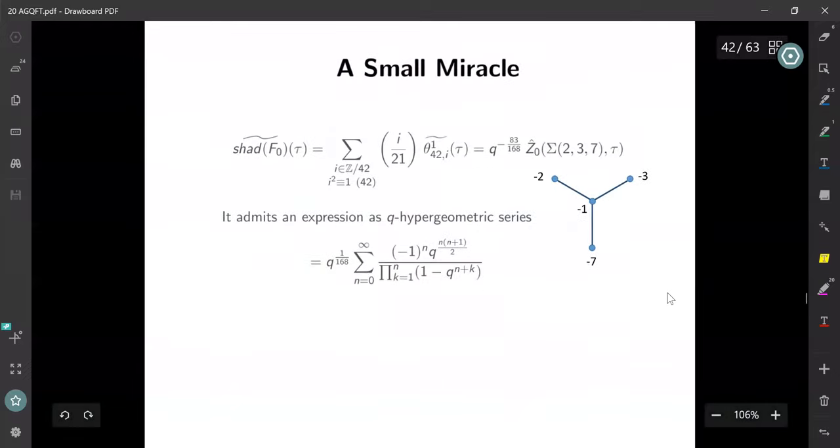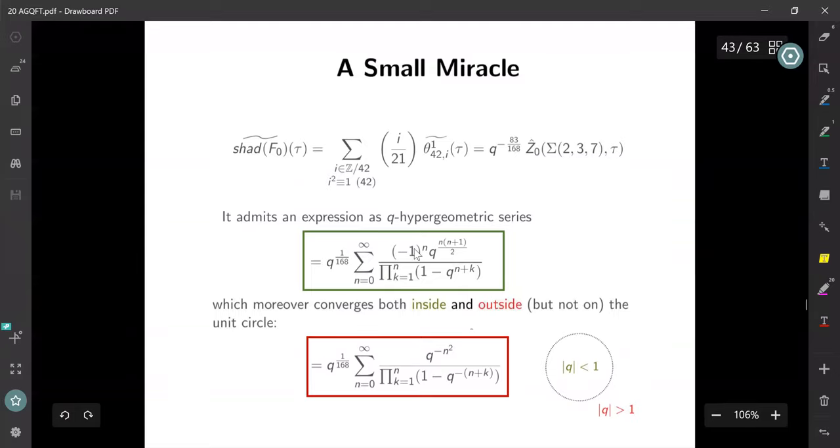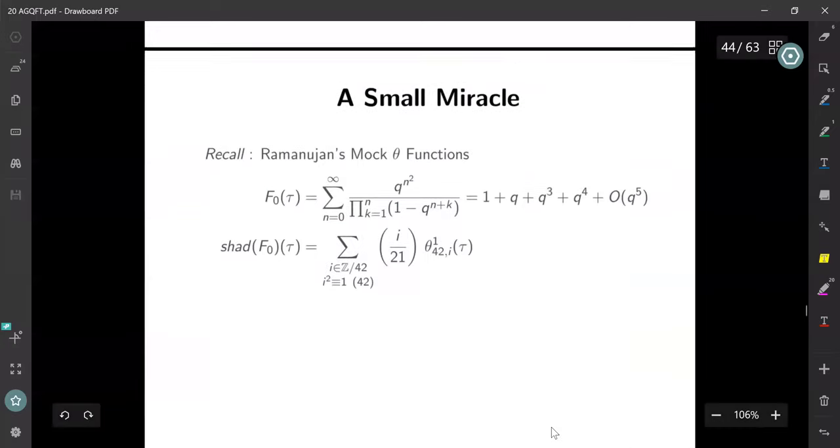Okay, but still, you can play with examples and specific functions. So for instance, take this specific example, and we know that the q-series invariant is given by the Eichler integral of the shadow of the order 7 mock theta function of Ramanujan. And one very nice thing is that this mock theta function admits an expression as a q-hypergeometric series in this way. And if you look at it, this q-hypergeometric series defines a function both inside and outside, but certainly not on the unit circle. As you can see, there are all kinds of very bad singularities here. Okay, so what is this function outside the unit circle?